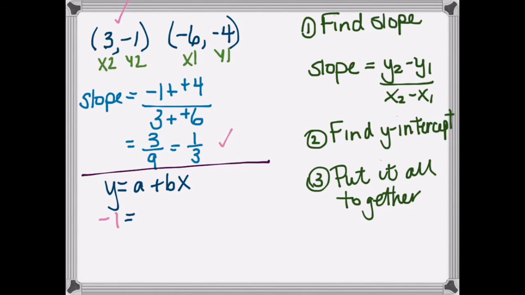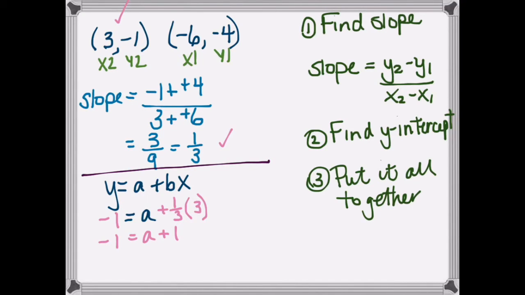I'll bring down my equal sign because I didn't do anything with that. I'll bring down my a because I didn't do anything with that. My slope is a positive 1/3. And my x in that coordinate is 3. So again, let's simplify. -1 equals a. And now I have a positive 1/3 times 3, which gives me a positive 1.